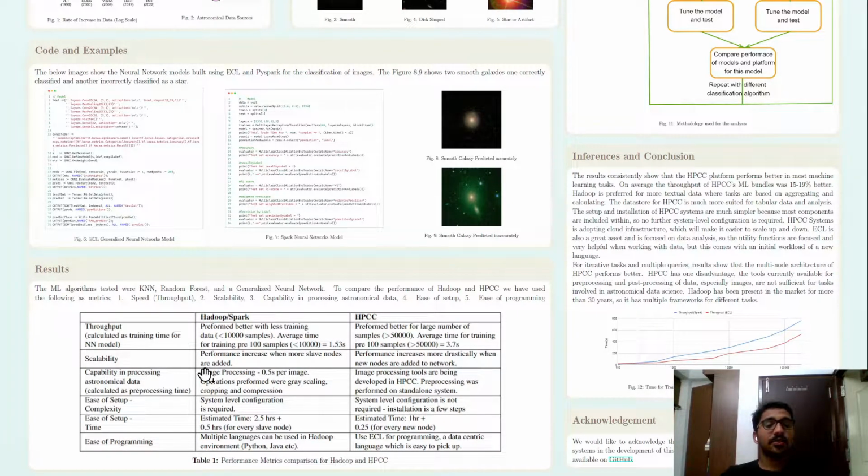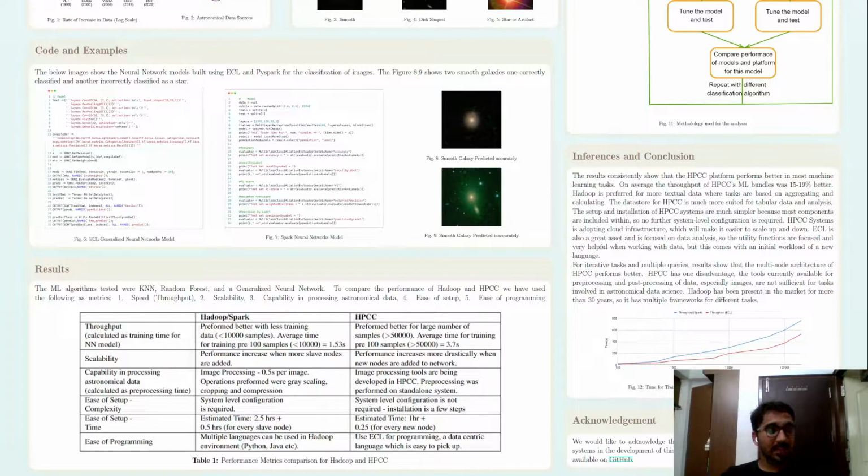Scalability wise, both HPCC and Hadoop increase in performance when more nodes are added to the network, but this increase is more drastic in HPCC, and that is the reason scalability wise HPCC is better.